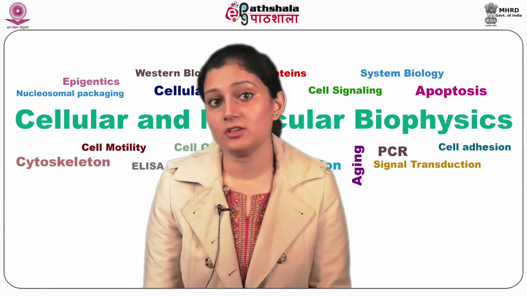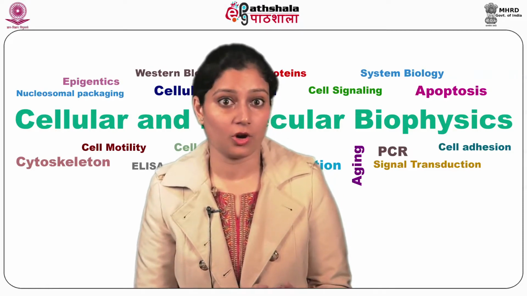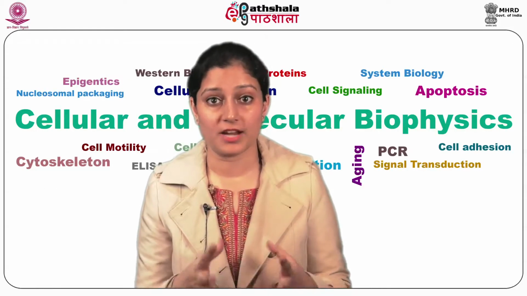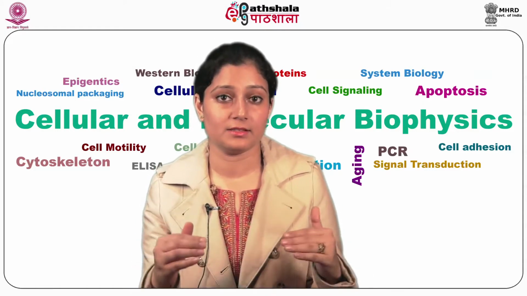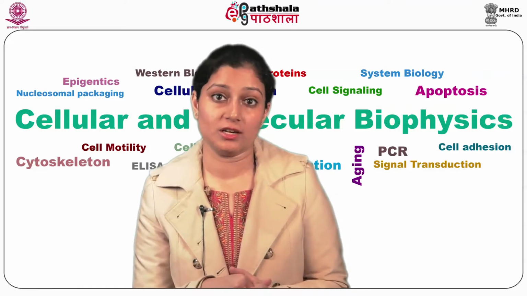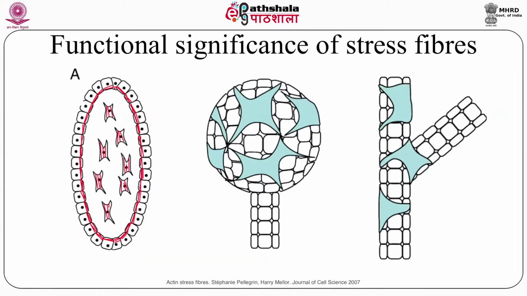Let's give another example of endothelial cells that line the blood vessels, especially the aorta. These cells experience mechanical stress in the form of hydrostatic pressure and cyclic stretch, which stimulates actin stress fiber formation. Stress fiber contractility keeps endothelial cells in blood vessels flat under flow and helps the vessel wall to resist and reduce fluid shear damage. You can appreciate in this picture the last panel, which shows pericytes in blue, which cover endothelial cells in mature capillaries. These cells provide sustained contraction to maintain tone and passage of blood. All these are examples of contractile non-muscle cells affected by stress fiber assembly and contractility.